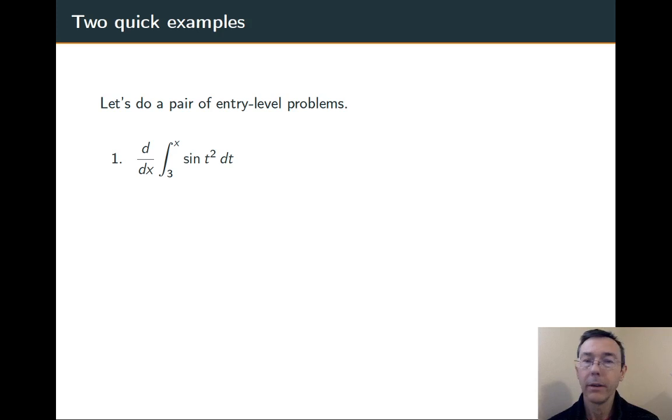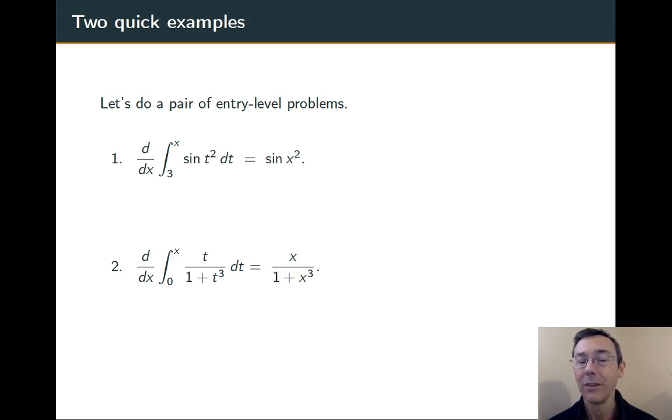Two quick examples. The computations with the first fundamental theorem of calculus to start off with are very, very simple, because in a problem like this, derivative of the integral from 3 to x of sine of t squared dt is just evaluated by literally taking that variable in the upper limit of integration and plugging it into the function. So instead of sine of t squared, we get sine of x squared. One more. Derivative of the integral from 0 to x of t over 1 plus t cubed. Just take that x, pop it into the function, x over 1 plus x cubed. Not too hard.